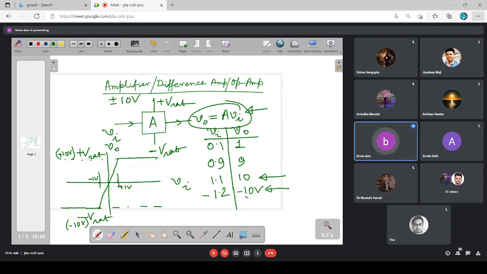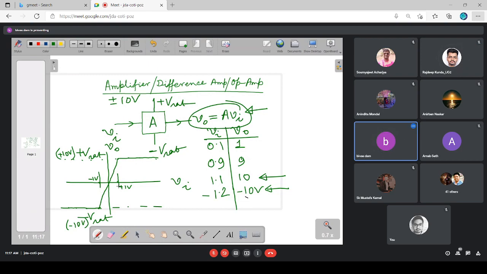Now, if the gain becomes more, what do we expect for a fixed plus minus Vsat level? If the gain increases, the slope increases. So the slope will be higher, and the linear region will become smaller. The region over which it is operating in the linear region, representing a linear characteristic, will be shortened.